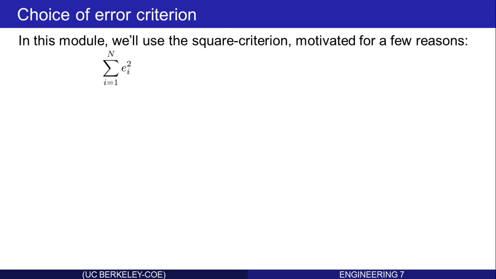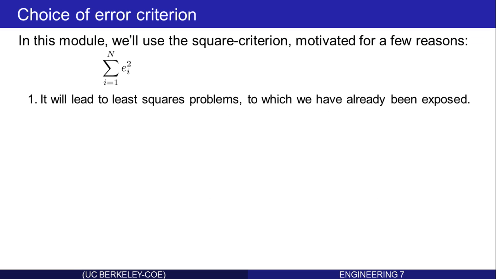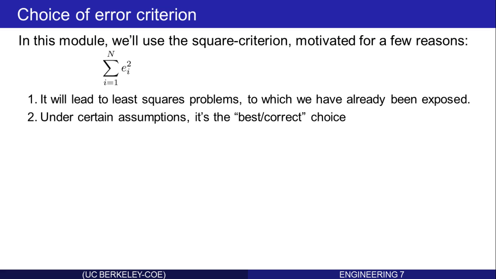So in this module, we'll use the squared criterion, motivated for a few reasons. First, it will lead to least squares problems, to which we've already been exposed in the previous module. That'll be useful. The second thing is that under certain assumptions, it really is the best or the correct choice. Let me give you a little flavor of what I mean by this.